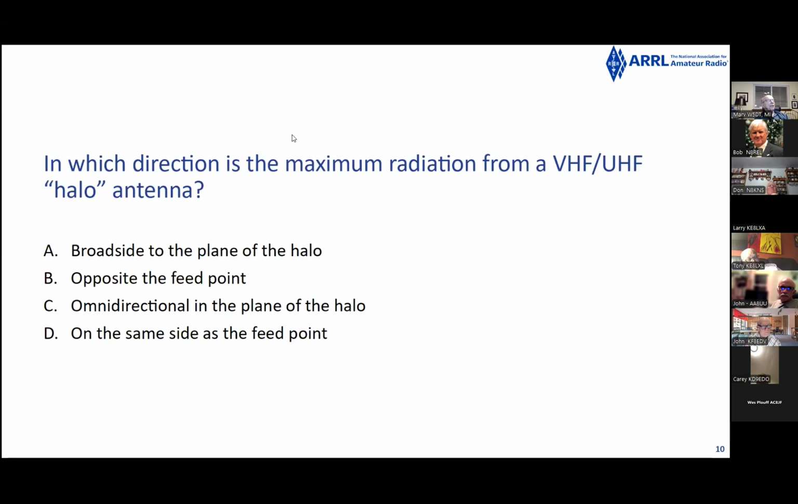Practice questions. In which direction is the maximum radiation from a VHF/UHF halo antenna? Broadside to the plane of the halo, opposite to the feed point, omnidirectional in the plane of the halo, on the same side as the feed point. I'm gonna guess C, omnidirectional in the plane of the halo.